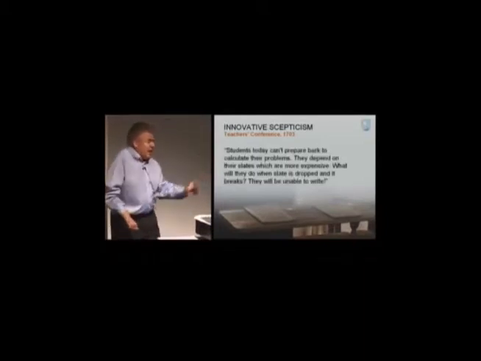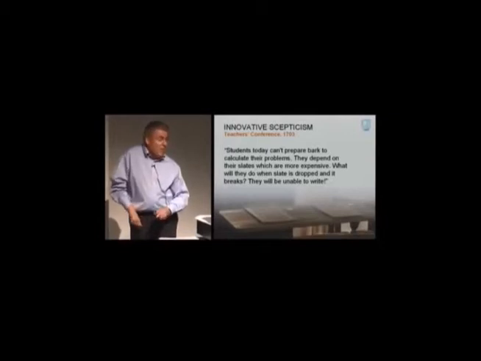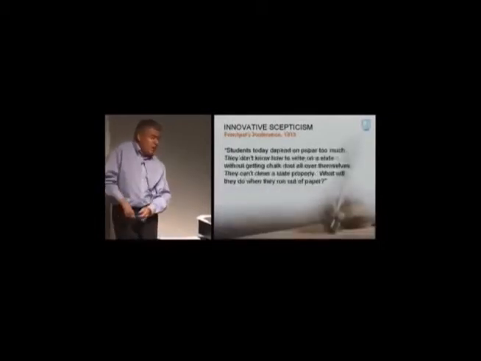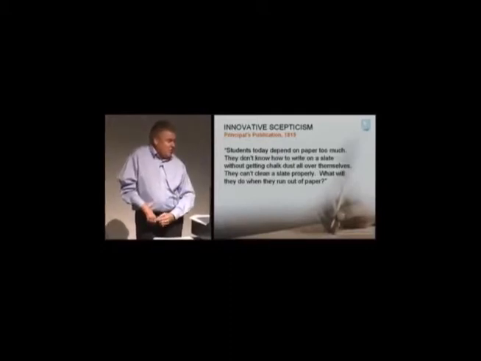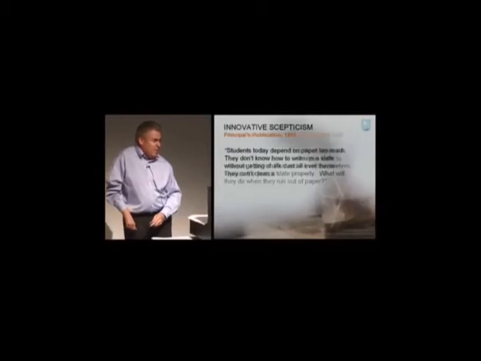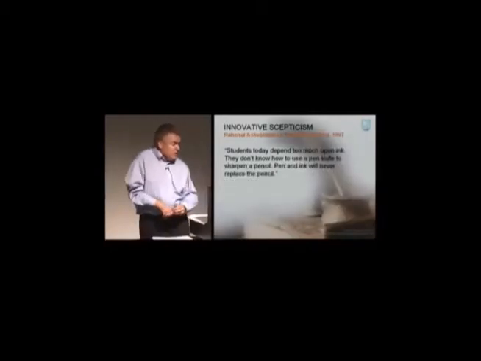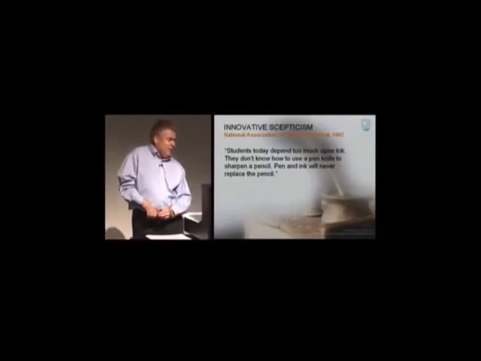So students today can't prepare bark to calculate their problems. They depend on their slates, which are more expensive. What will they do when the slate is dropped and it breaks? They will be unable to write. But it's okay, because things got better. Fast forward to 1815. Students today depend on paper too much. They don't know how to write on a slate without getting chalk dust all over themselves. They can't clean a slate properly. What will they do when they run out of paper? But it's okay now. In 1907, students today depend too much upon ink. They don't know how to use a penknife to sharpen a pencil. Pen and ink will never replace the pencil.